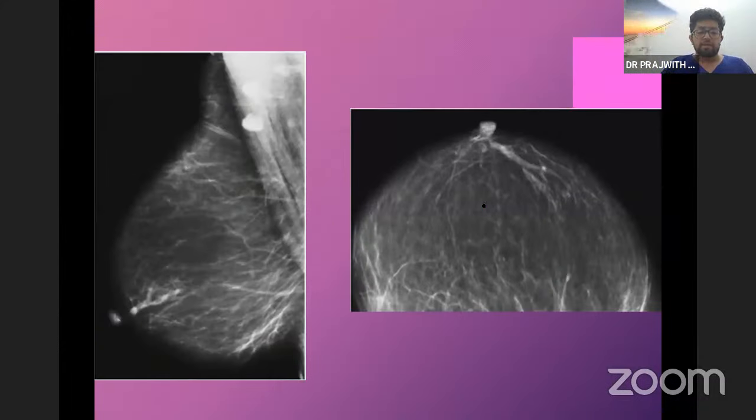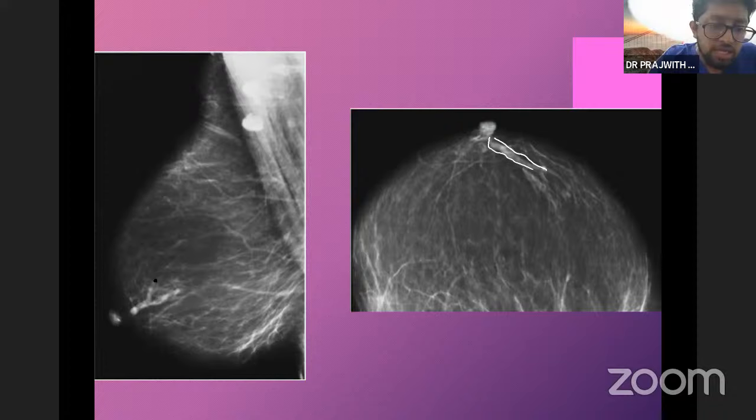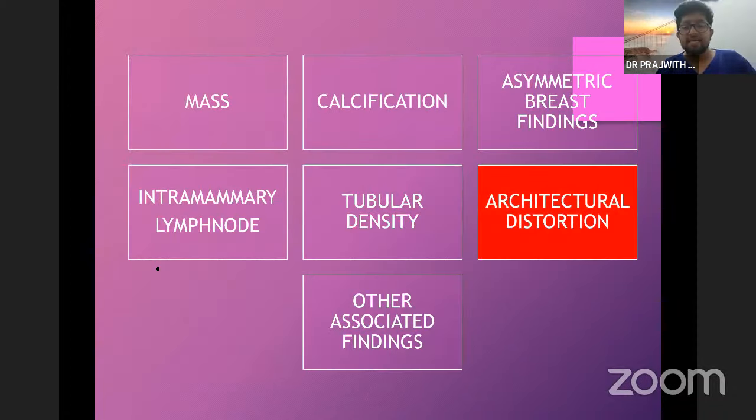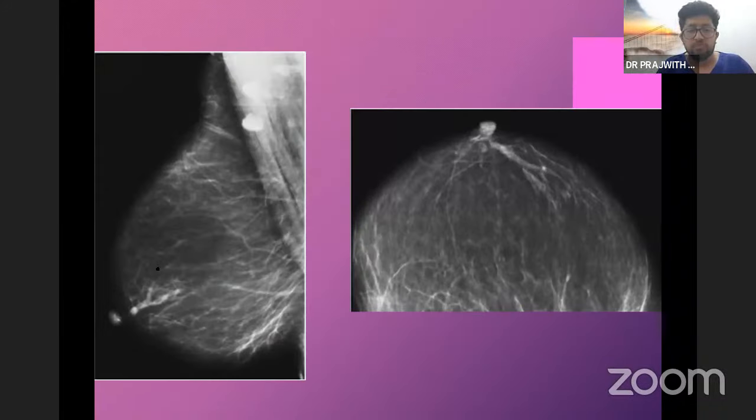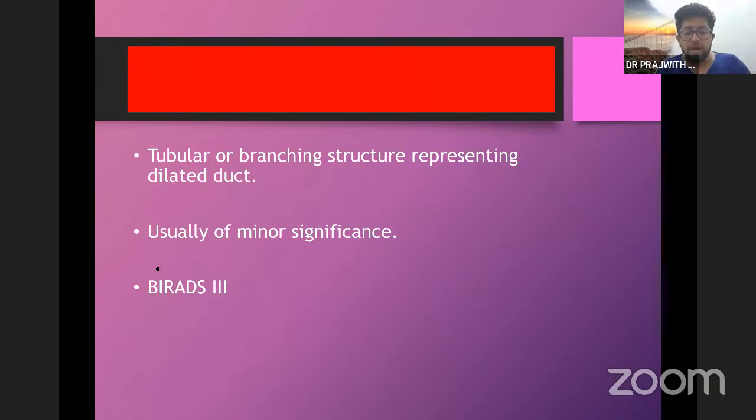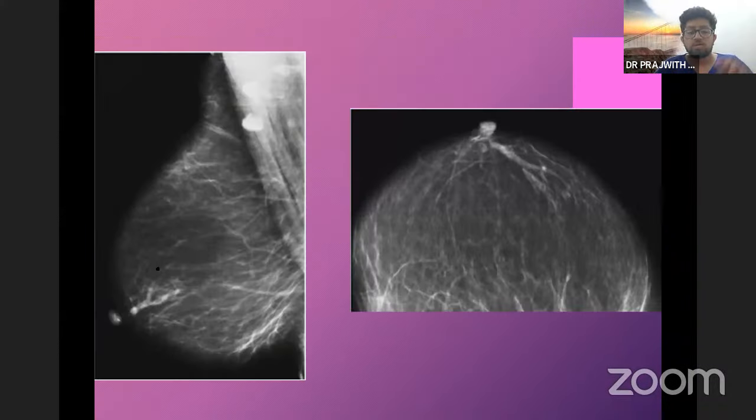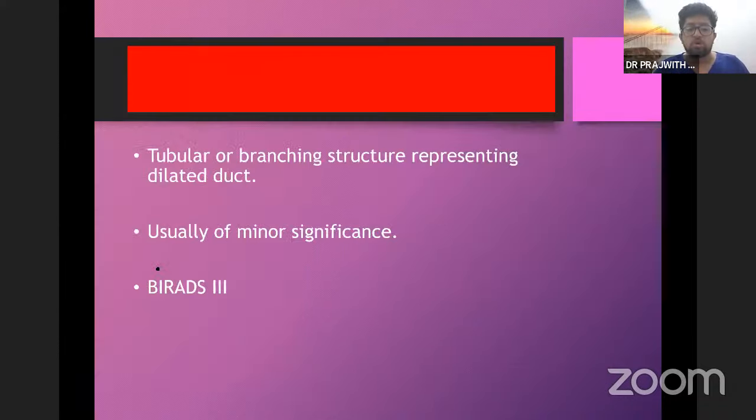Now, what are the other things that I can see? Now, this is a tubular structure that you are seeing. So this is again the tubular structure that is branching. It's either a linear or a branching structure. If you're seeing a linear or branching structure, they are nothing but tubular structures. They are the dilated ducts. Okay, these are dilated ducts. But a malignancy cannot be ruled out in these conditions.